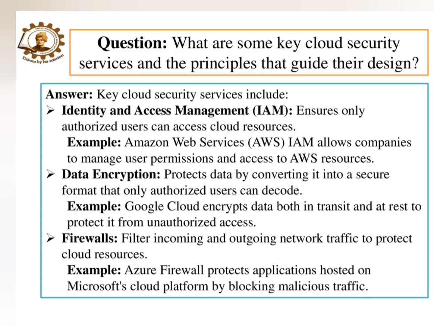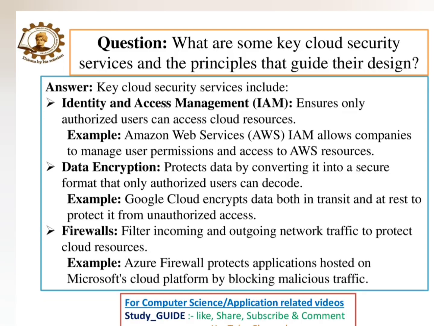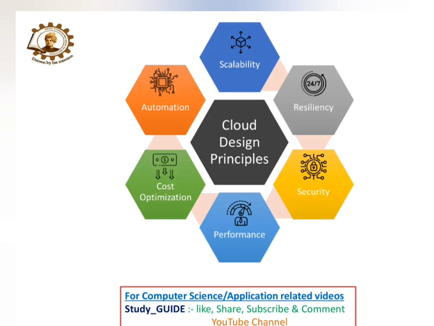Now think of the security guard for your cloud bank. Identity and access management, that is IAM, controls who enters the bank, that is authentication, and what they can do, that is authorization. Next one is data encryption, which scrambles your data like a vault, making it unreadable without a key. Next one is security information and event management, that is SIEM, which monitors activities for suspicious behavior like a security camera in a bank. Now we will study design principles.